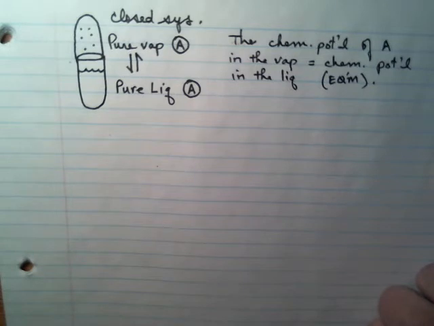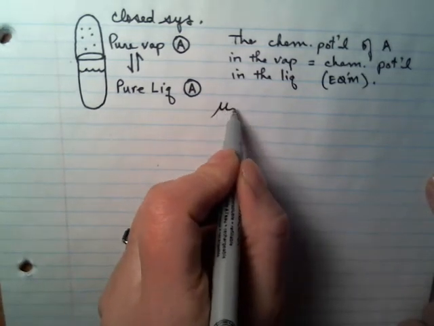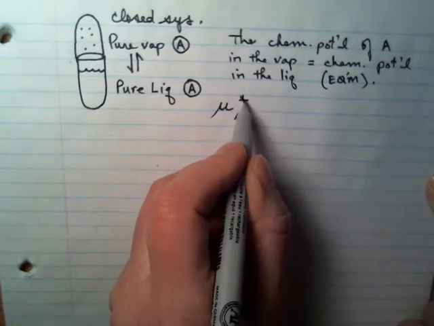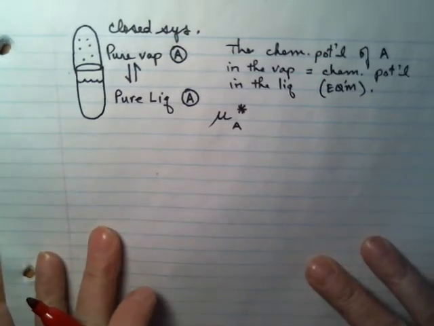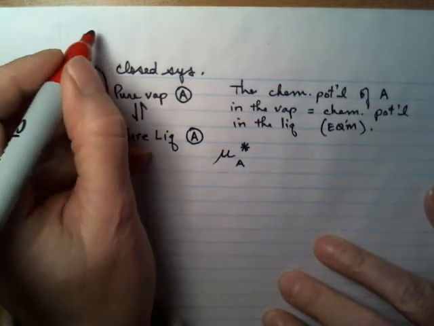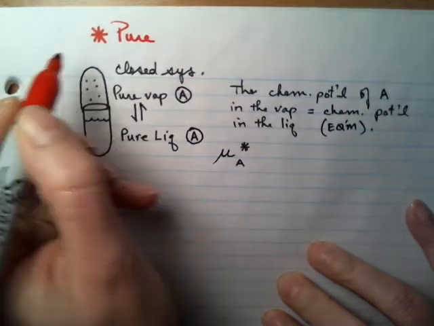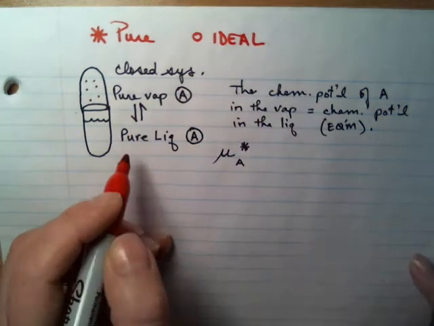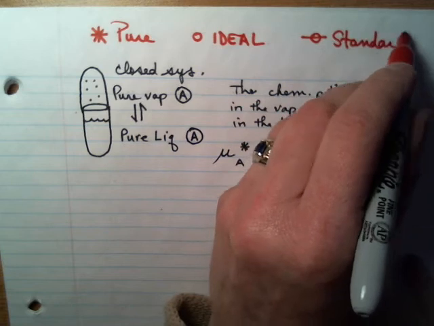Now, I can write that at equilibrium, then, this chemical potential, which I write as mu of A, and I put an asterisk here because, and actually, let's do that at the top, somewhere, maybe in the margin. I have three symbols that figure in this chapter. This indicates a pure substance. This indicates ideal. And this indicates standard, so at 1 bar pressure. Okay.